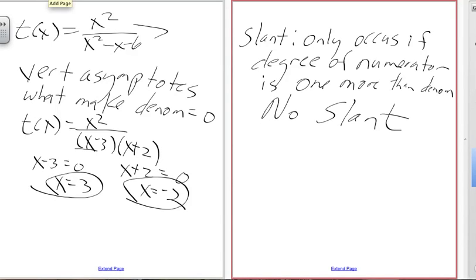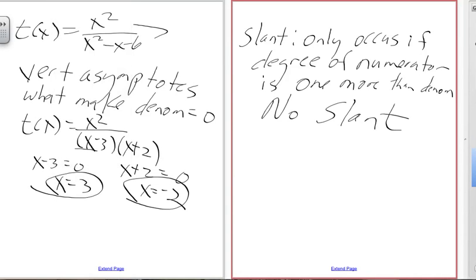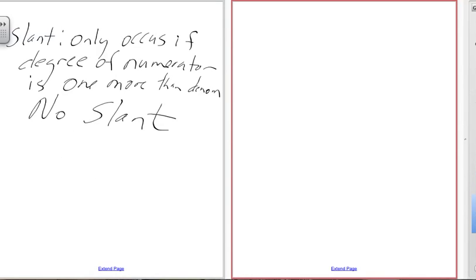All right, so we've got all of these things now. We've got our asymptotes. So we know that our vertical asymptotes are at x equals negative 2 and 3. My horizontal asymptote, y equals 1. You've got no slant.